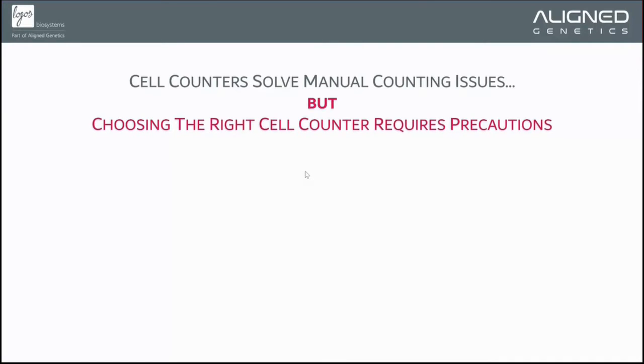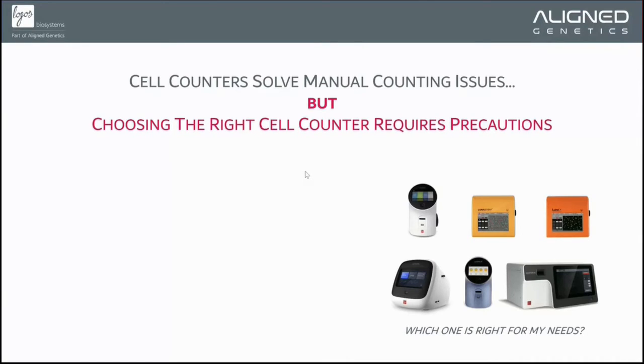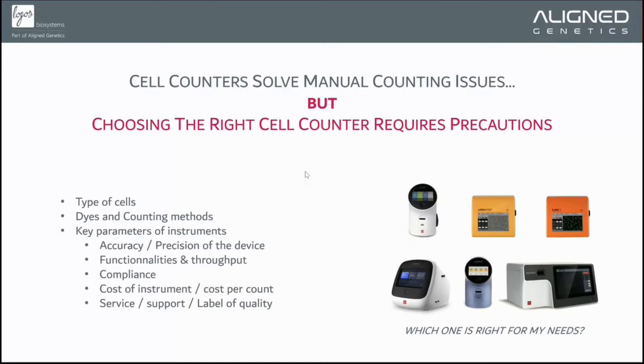Of course, cell counters can solve manual counting issues, but choosing the counter which is right for your needs requires some precautions, some steps to be sure that you select the right instrument. And Align Genetics already has 6 cell counters, and we didn't develop 6 cell counters just for product variety. It's really because you need different technologies depending on your cells. So today we will cover some aspects, and within this webinar, I can't cover everything in detail, but I will cover some aspects which seem the most important to me to make sure that you select the right cell counter.